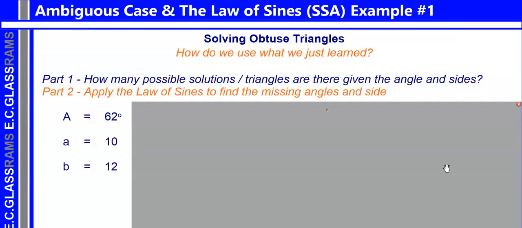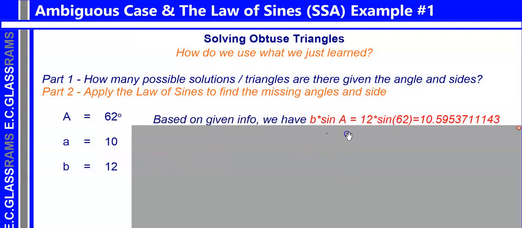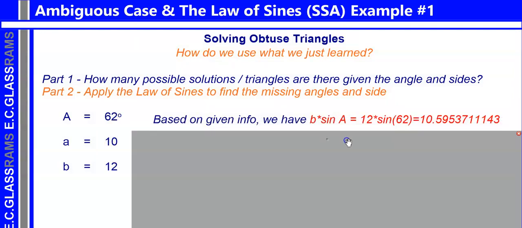So here's our first example. Part 1 is to first establish how many possible solutions or triangles there are given this angle and side. So we have angle A is 62 degrees, side a is 10, side b is 12. Based on the given info, we have b sin A, where 12 sin 62 is equal to 10.59537143. That's one number. Why do I care about that?